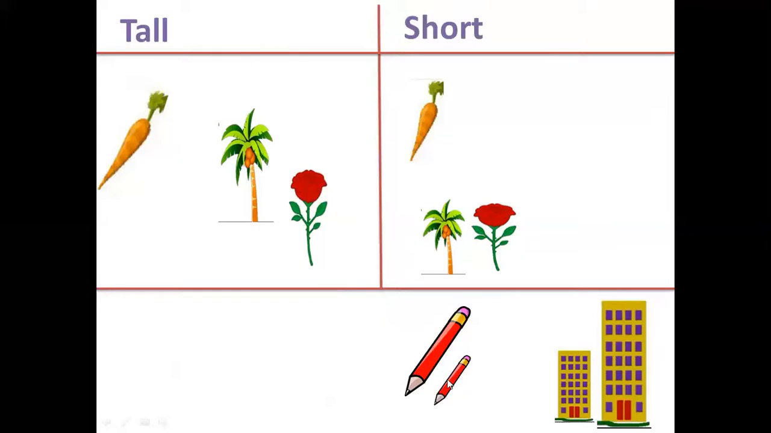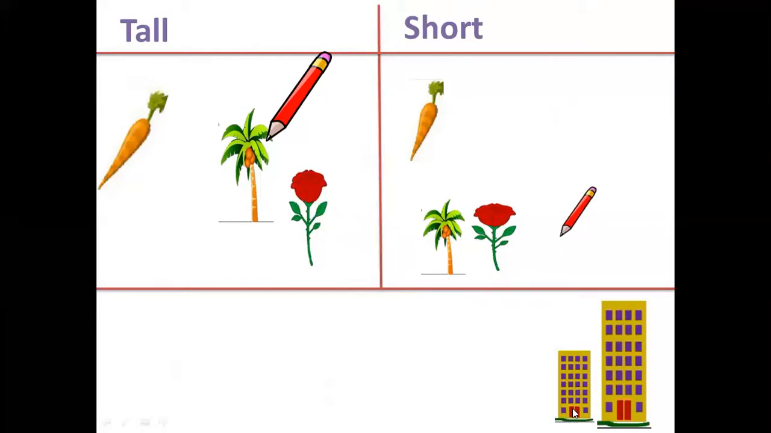Understood? Now there are two pencils, okay? Same pencil, but one is taller than the other. This one is taller than this one, or we can say that the second pencil is shorter than the first one. So pick the taller and put it under the taller column, and then pick the small one and keep it in the short column.